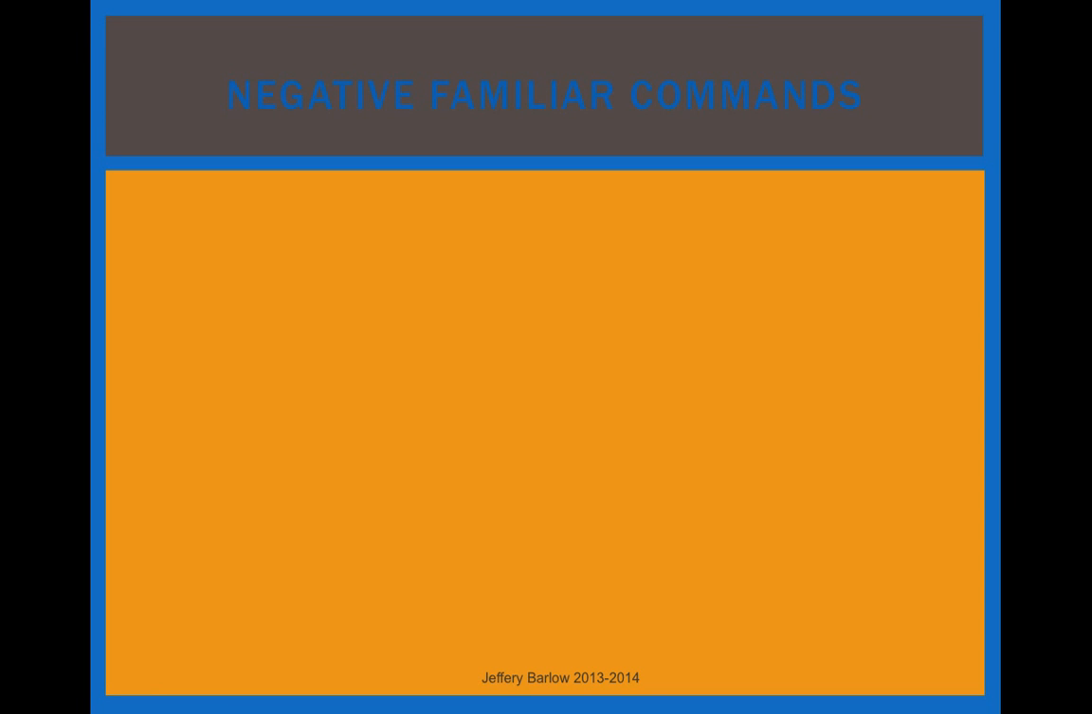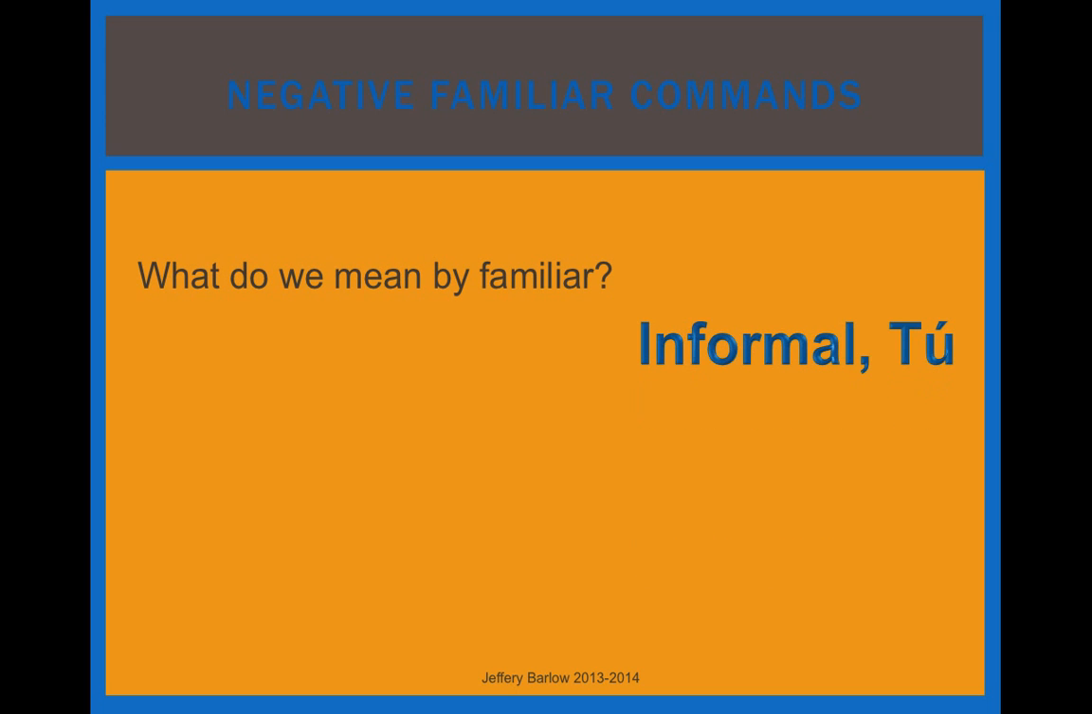This presentation will show how to form negative familiar commands as well as how to use them with pronouns. To review quickly, by familiar we are speaking in the tú form to somebody, or we are speaking informally to somebody. This is usually somebody your own age or somebody that you are very acquainted with.